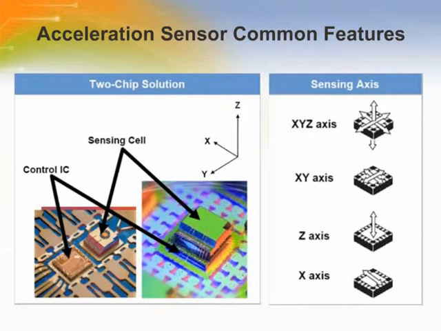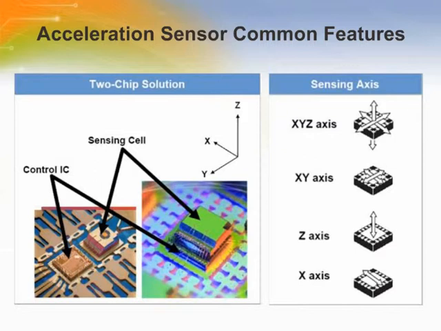It can be modeled as a set of beams attached to a movable central mass that move between fixed beams. The movable beams can be deflected from their rest position by subjecting the system to an acceleration. The control IC measures G-cell capacitance and extracts acceleration data, provides amplification, signal conditioning, low-pass filtering, and temperature compensation.